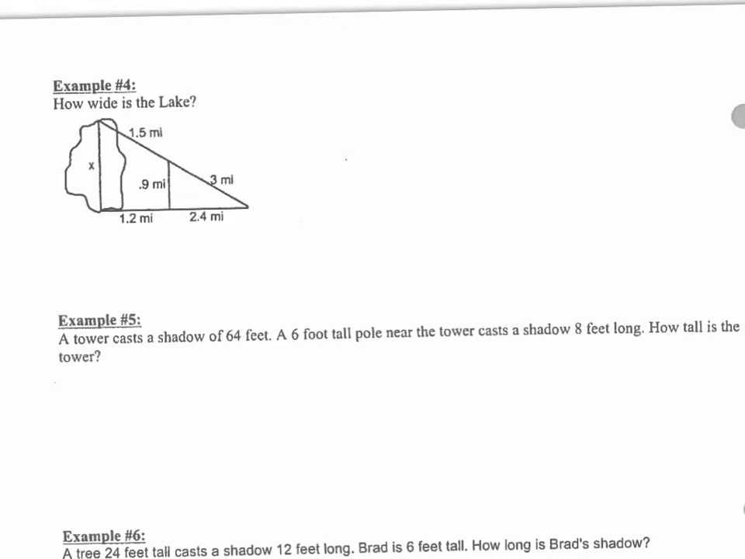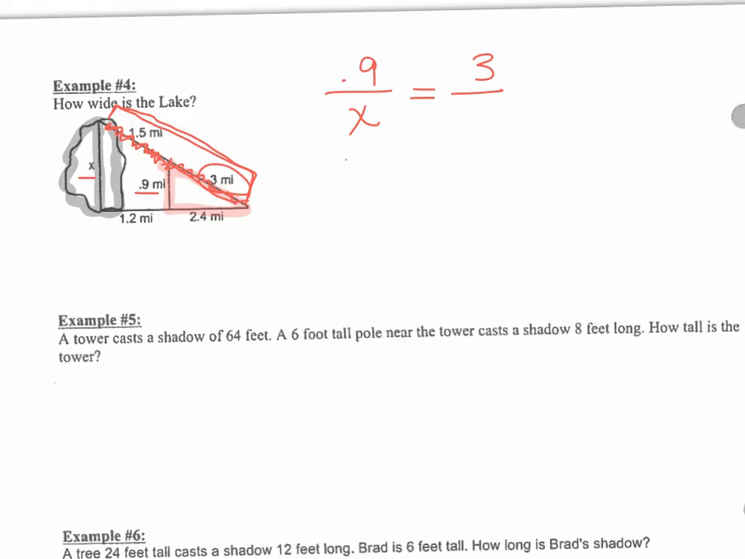So this problem says, how wide is the lake? So notice my lake is this right here, and I have X nicely labeled. So I'm going to go ahead and highlight my little triangle because these stacking triangles are always the hardest. So I know X corresponds with 0.9, so I'm going to do 0.9 over X, little over big, equals my other little side, which is 3, over this whole side. A lot of you are going to tell me 1.5, but 1.5 is not a side of a triangle. I have to put 3 and 1.5 together to get this whole side. So 3 and 1.5 put together makes 4.5.